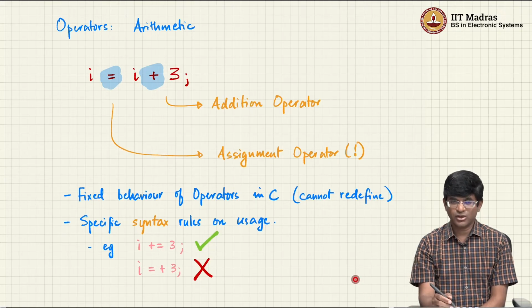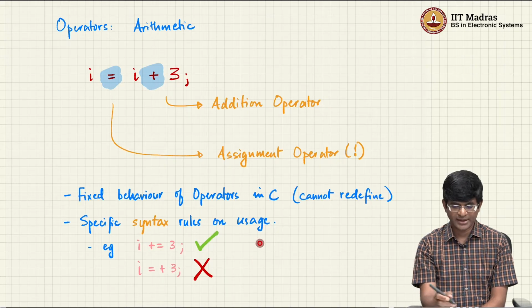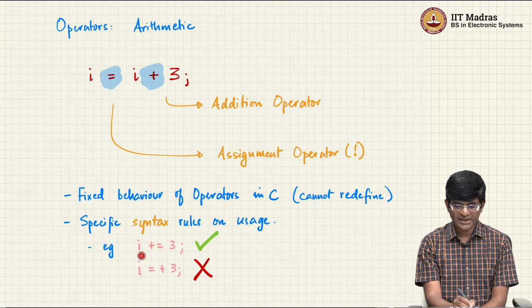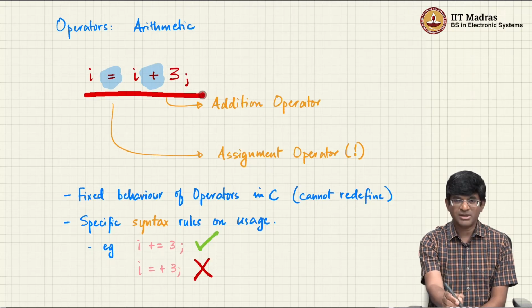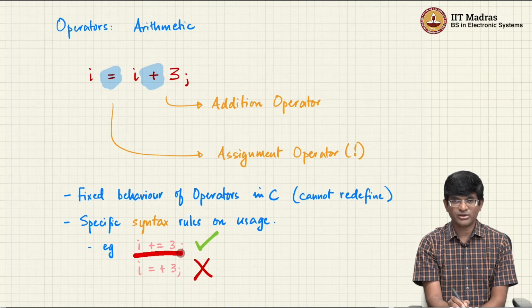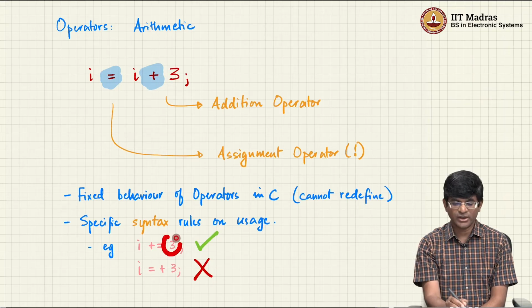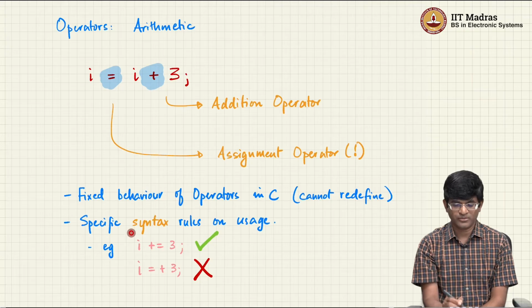And there are of course specific syntax rules in terms of how you use these operators, right. So for example, one of the things that we can do is this: i = i + 3 could also be written in a slightly shorter form as i += 3, right. And i += 3 would essentially take the value 3, add it to i, and give you an updated value.